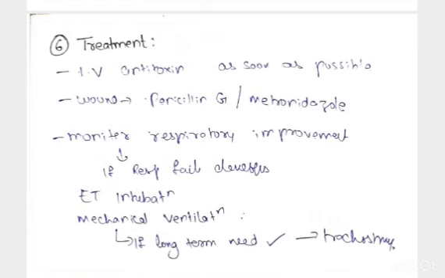Next, you have to assess for respiratory improvement or monitor the respiratory condition of the patient, because the major cause of death is the respiratory paralysis. So you have to check that the person will not land up in respiratory failure. So you have to monitor. If you feel that the patient is developing respiratory failure, you have to go for endotracheal intubation or mechanical ventilation. If you think that mechanical ventilation is needed for a long time, then what you'll do? See, endotracheal intubation or mechanical ventilation you can't do for a long time, so you have to do tracheostomy.